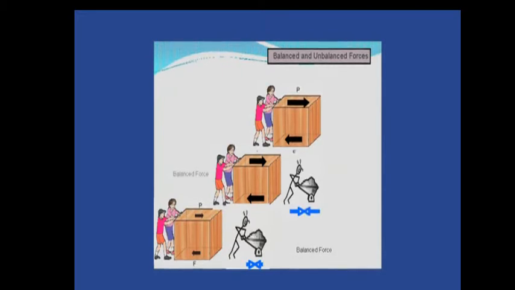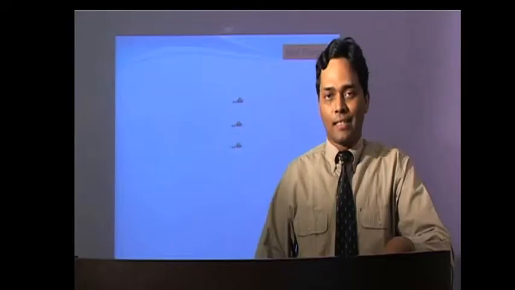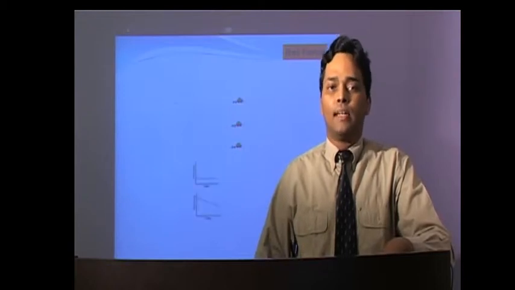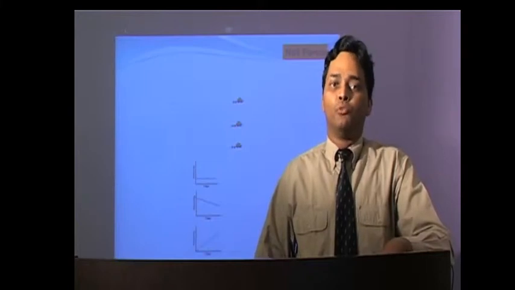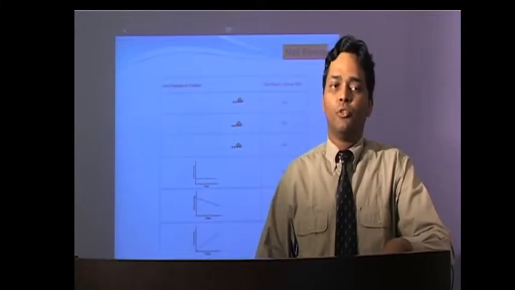As we see from the slide, in case of an unbalanced force there is a motion, whereas in case of balanced force there is no net motion. So if we classify based on the net force, whether the body is moving uniformly or not moving uniformly, we can draw a few graphs. As we can see, we have three types of graphs. One is a straight line graph, another is a downward sloping graph, and another is an upward sloping graph.